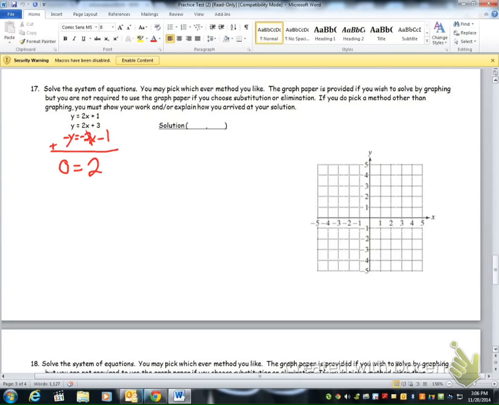Or if you look at it on a graph, if I were going to graph this one, I would have one that has a y-intercept of 1 and one that has a y-intercept of 3. And the slope for both of them is going to be 2. So 2 over 1. So I get this line. And then I have this other one with a slope of 2, which is also 2 over 1.